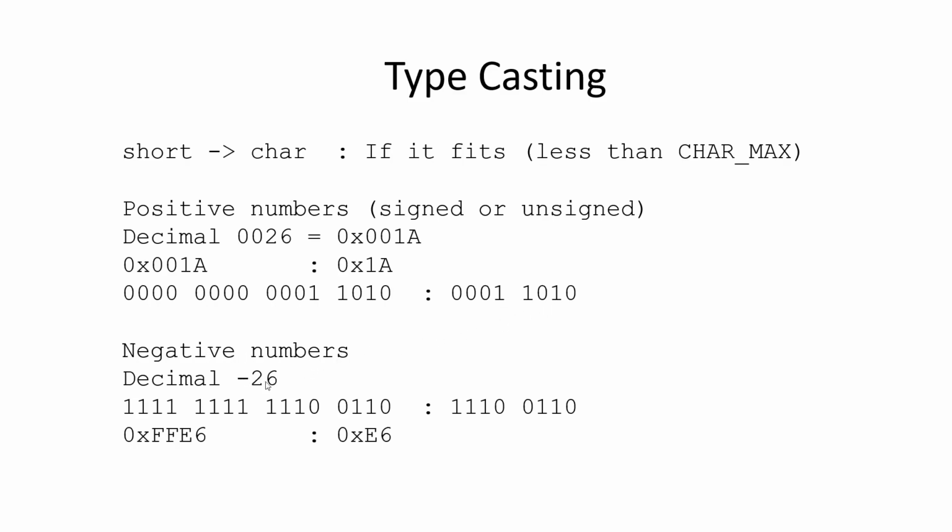For negative 26, I've got the binary representation and the char over here. All we need to do is remove these leading 8 ones and just keep the rest of it, and we're good. So typecasting basically works by chopping off the leading bits and just retaining the least significant bits that fill up whatever the data type is. It works the same for all of those.